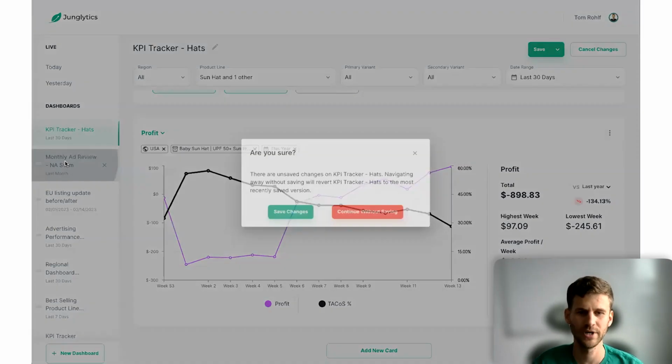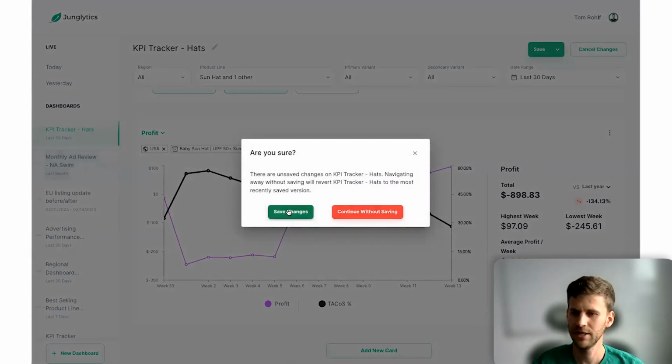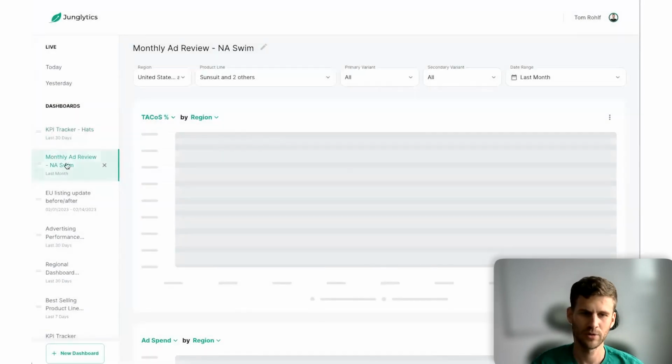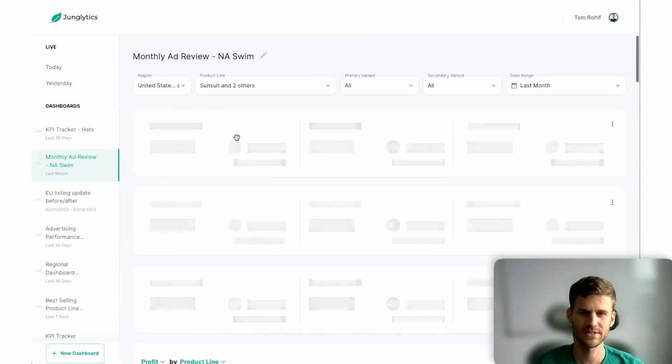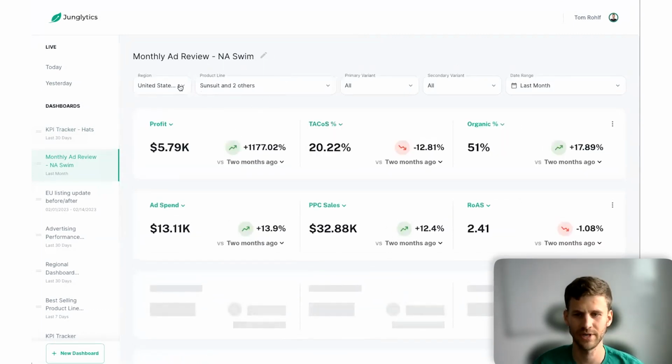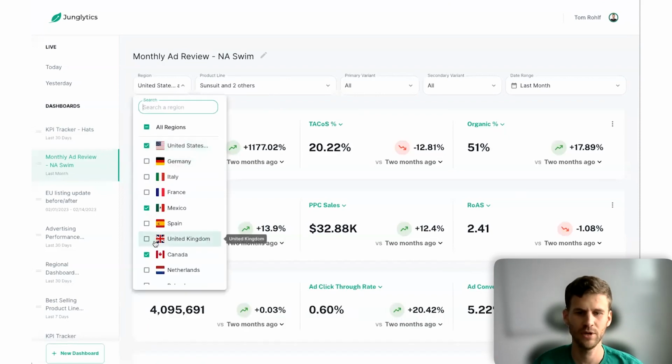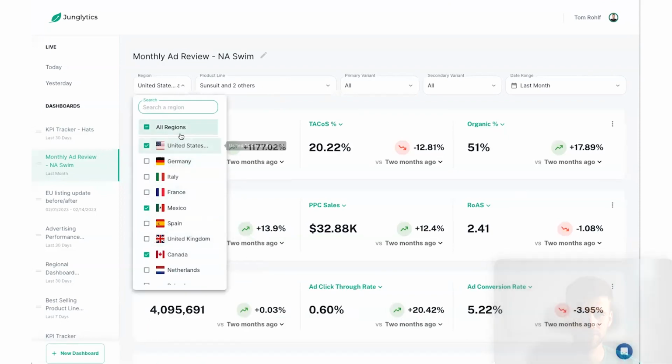So jumping into that next one, I'm not going to save the changes, but I'm going to jump over here to our monthly ad review. This is filtered down to our North American business for just our swim products. Again, at the top here, you can see we've filtered this dashboard down to just the United States, Mexico, and Canada, so North America.